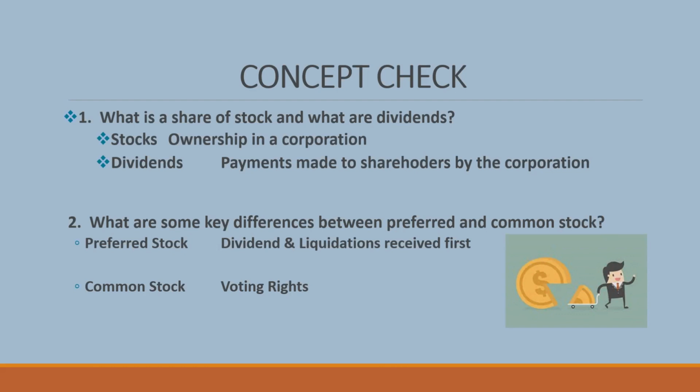Number 2, what are some key differences between preferred and common stock? We know that preferred stock takes precedence over common stock when it comes to receiving dividends and during liquidation processes, while common stock usually grants voting rights for decisions like electing the board of directors. Preferred stock generally does not offer such privileges.